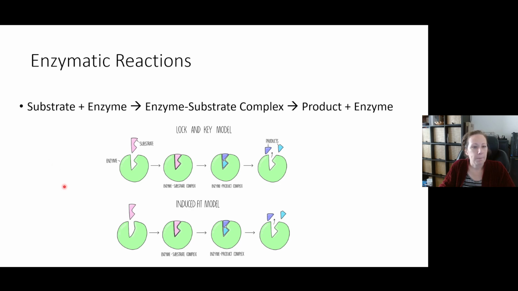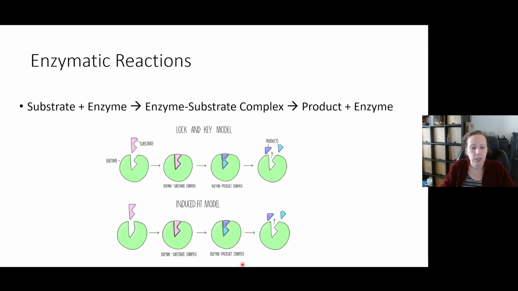Okay, so all enzymatic reactions have three parts. Okay, three steps, I should say. So you have the substrate and the enzyme separate. Okay, and so that is demonstrated here in this first step of each of these diagrams. Okay, and then you have the enzyme substrate complex. Okay, those are demonstrated in the second step. So that is when the substrate and the enzyme are bound together.